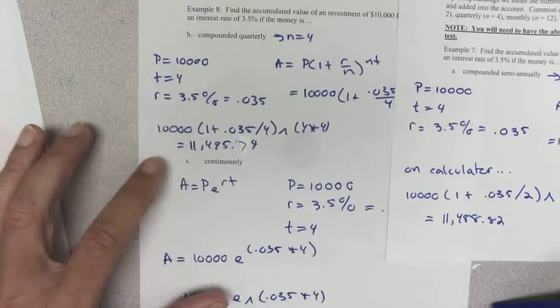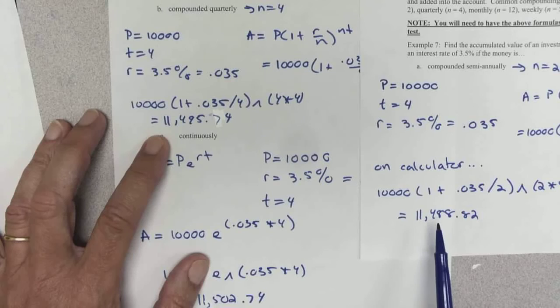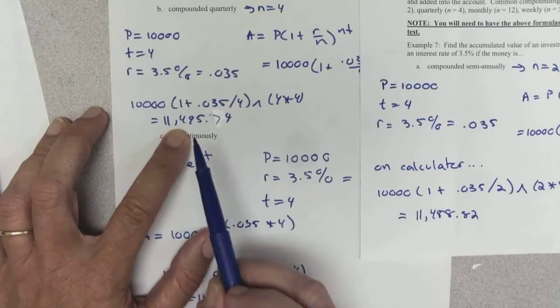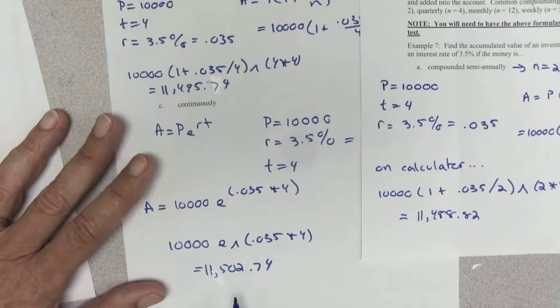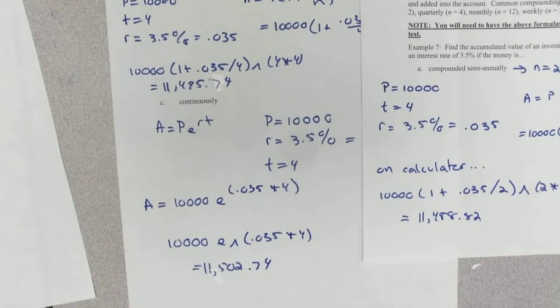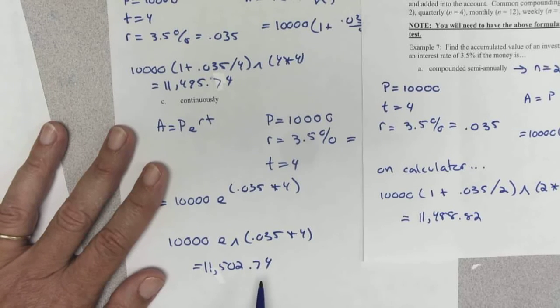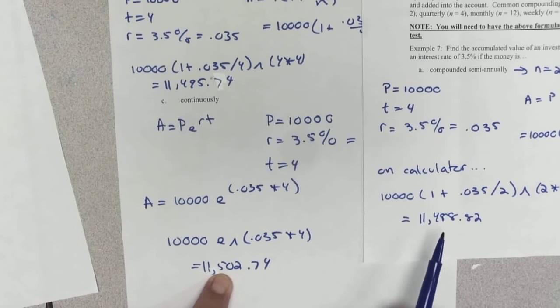Now, the other thing I want to look at is all these answers. Compounded semi-annually, we got 11,488.82. Compounded quarterly, 4 times a year, 11,495.74, a little bit more money. And then continuously, so that'd be as often as you could possibly do the compounding, $11,502.74. So from the smallest number of compoundings, semi-annually, to the most, that's roughly $14 more. Not a whole lot of money more.